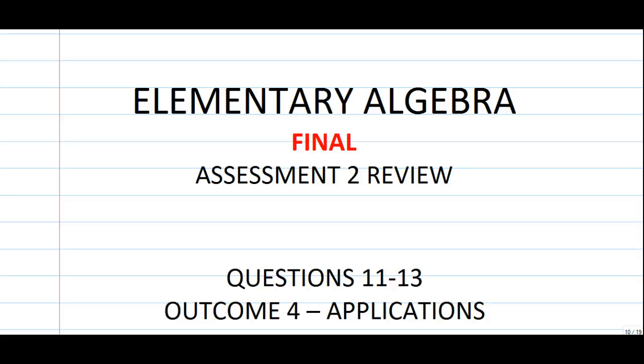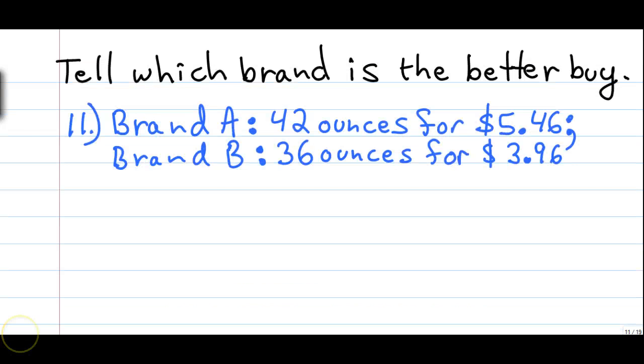Elementary Algebra Final Assessment 2 Review, Questions 11 through 13, Outcome 4 Applications. In question number 11, you're asked, tell which brand is the better buy. To do this, we're going to set up each brand as a ratio.